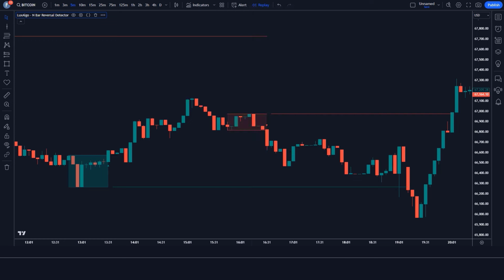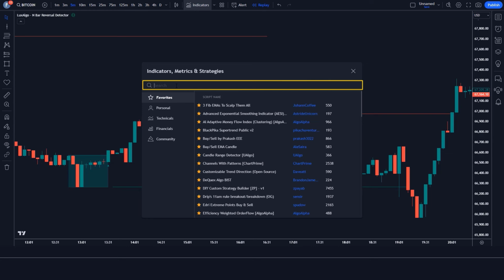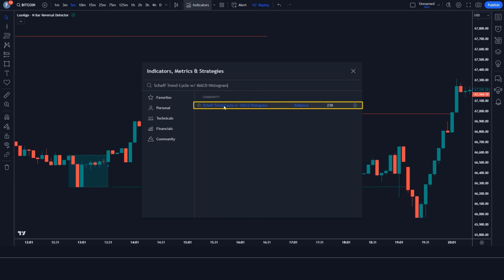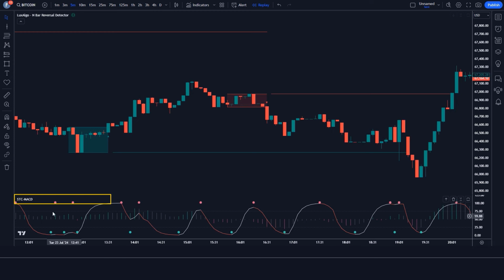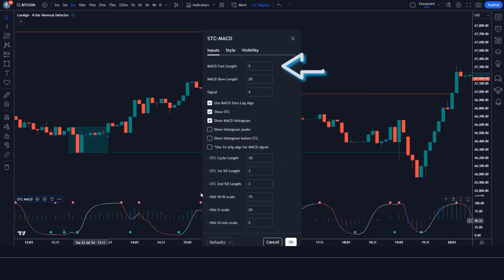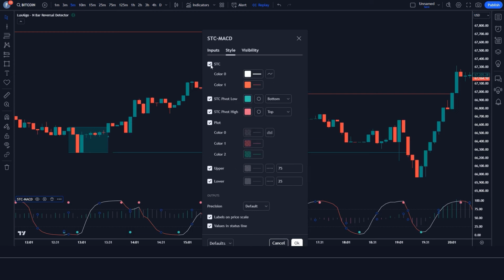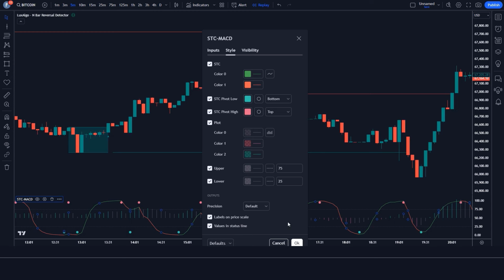After that, we have to apply another indicator on the chart. We will search Schaff Trend Cycle with MACD histogram indicator in the search box of TradingView. After that, we have to click on the Schaff Trend Cycle with MACD histogram indicator option, in which we have to change some settings. We have to change the MACD fast length option from 5 to 7. We have to change the MACD slow length option from 20 to 21. We have to change the signal option from 9 to 8. We have to change the STC option from white to green. Now our setup is ready.